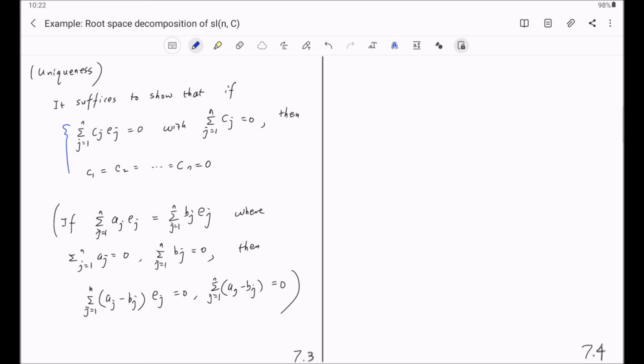Okay, now how to prove this? The trick is to apply this to many elements in H0. Hopefully, if we keep trying, we'll make every coefficient vanish. So now let us apply the sum to, say, E11 minus EII, which is in H0, for any i greater or equal to 2, less than or equal to n.